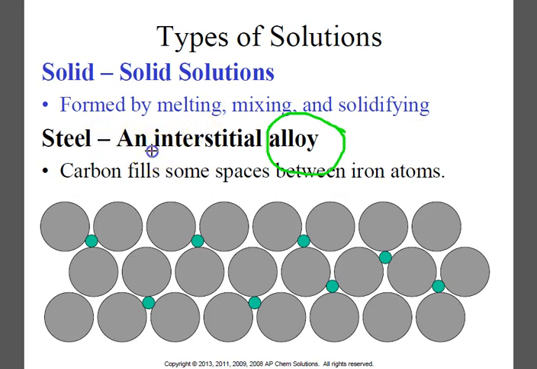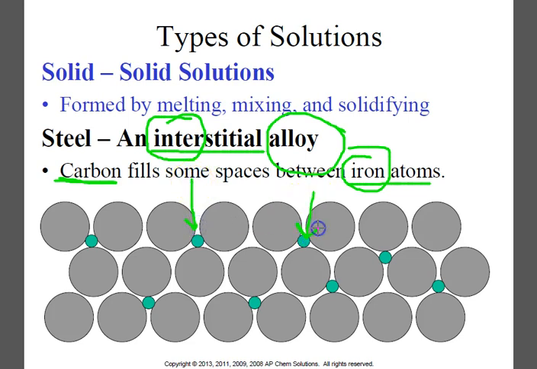The first type of alloy is an interstitial alloy. And the key word here is inter. What happens in this type of alloy is that some element fills the space between metal atoms. So this could be any metal here, and then some element, it could be a metal or a non-metal, fills the spaces between them. Here we have carbon occupying the spaces between these iron atoms. Now what that makes is steel. So this is how steel is produced.